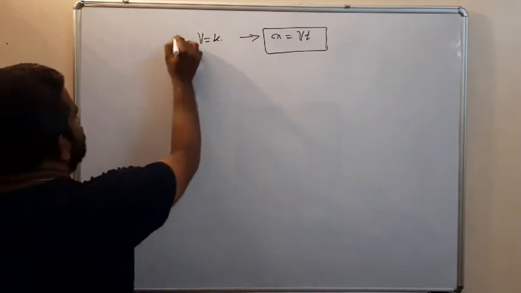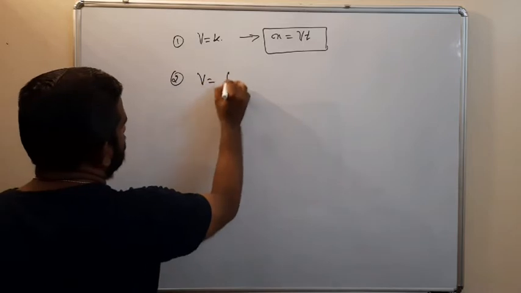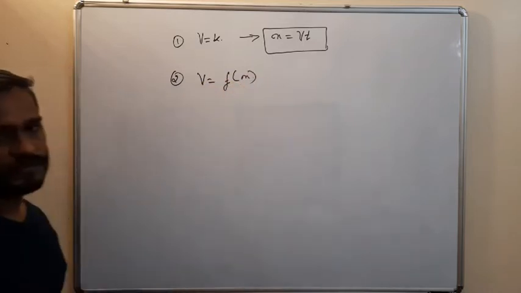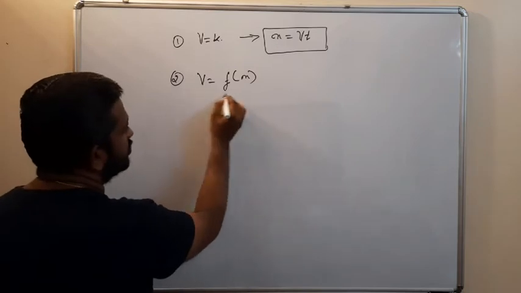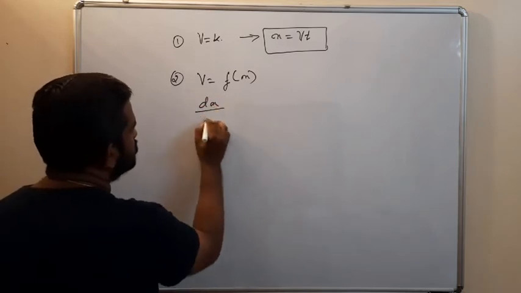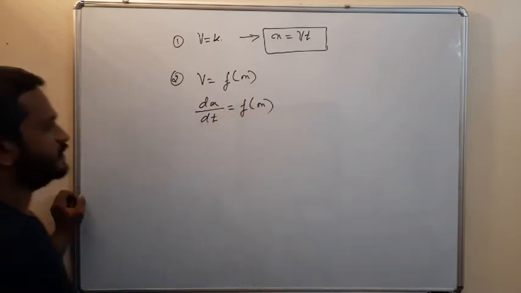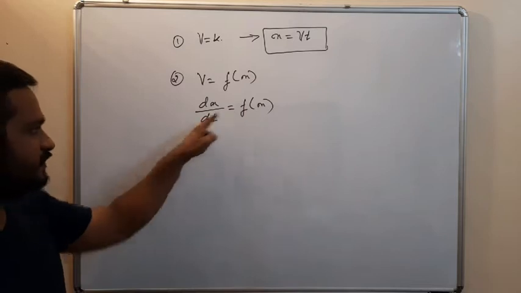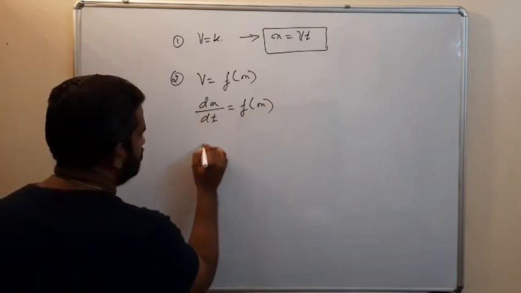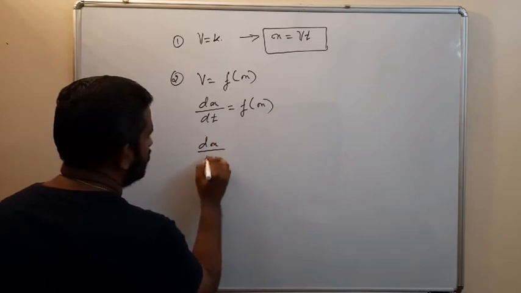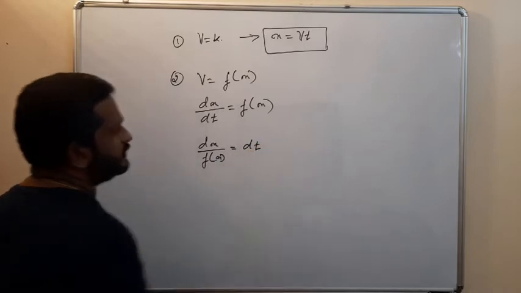Second case. So V is equal to f of x. First step, write V is equal to dx by dt. Okay, dx by dt is equal to f of x. Separate all the x variables in one side and t variables in another side. So dx by f of x equal to dt.